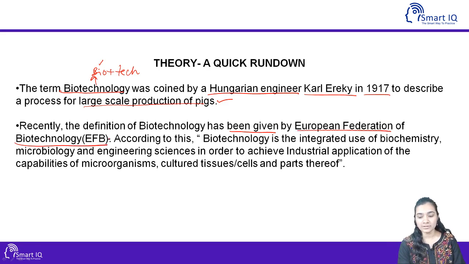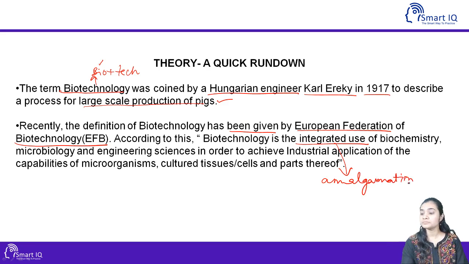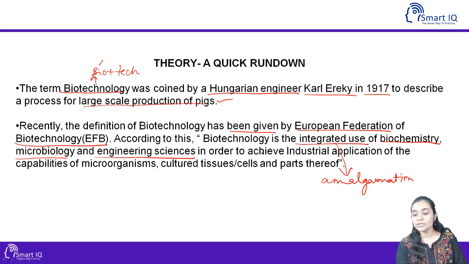According to this, biotechnology is the integrated use. Now, what is integrated? Integrated means it is an amalgamation, meaning it is a combination of biochemistry, microbiology and engineering sciences. So biochemistry and microbiology are life sciences, and engineering sciences, in order to achieve industrial application.